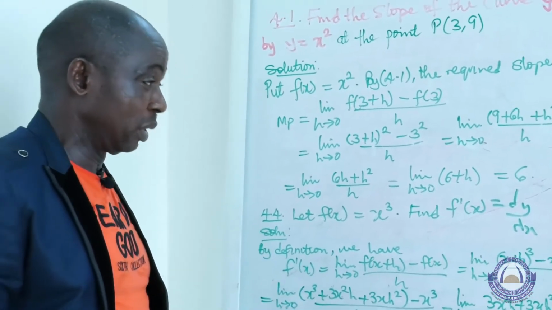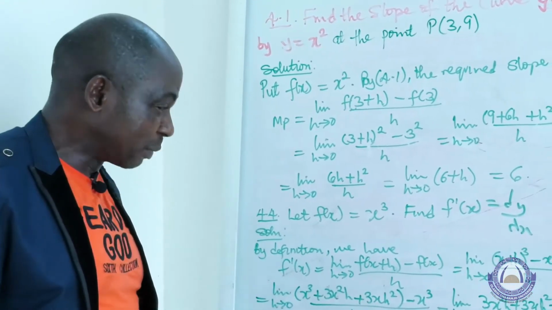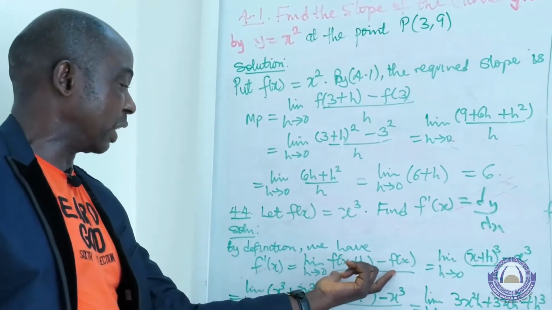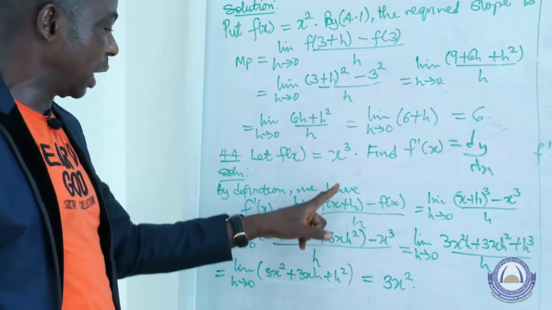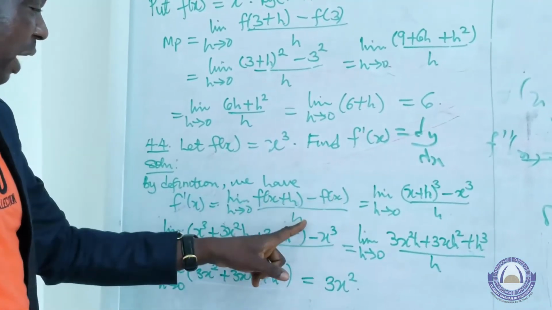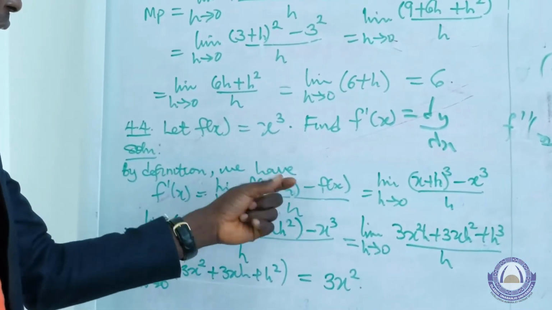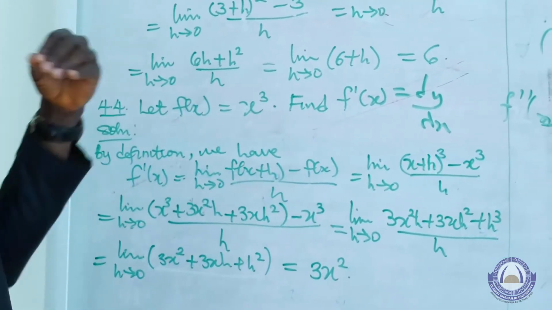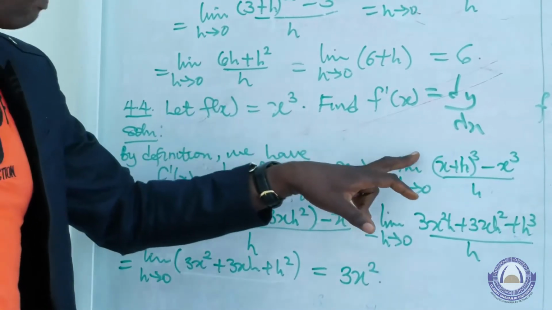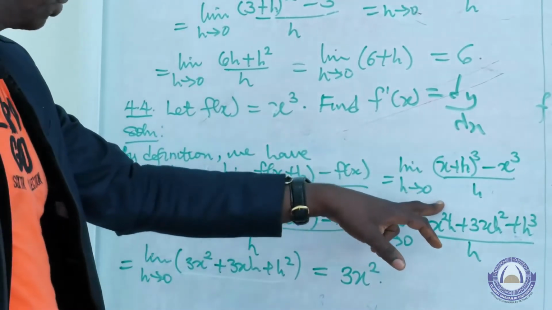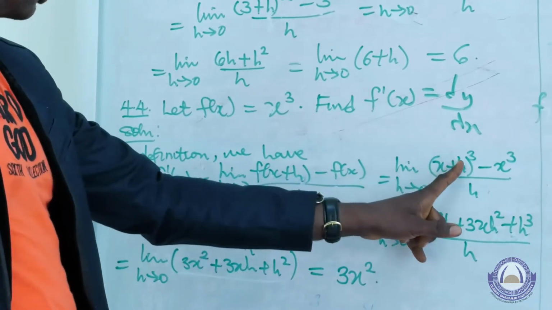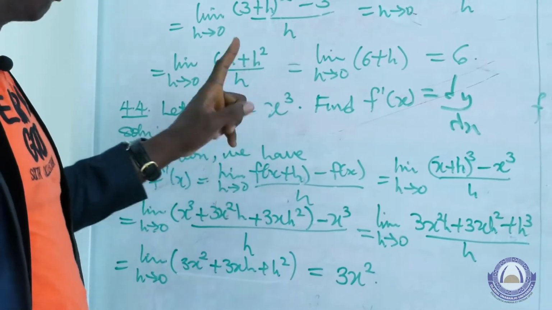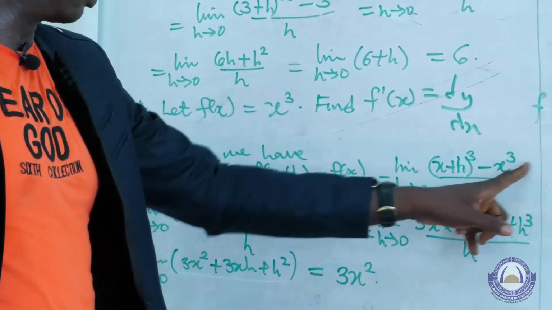Now, by definition, differentiation of a function is an increment in a given function. So by definition, f prime of x, this is the definition of differentiation: the limit as h tends to 0 of f of (x plus h) minus f of x, over h. This is the definition: the new function minus the original function, the increment in that function, over h. Then we have the limit as h tends to 0 of (x plus h) raised to power 3, because the function is a polynomial function, minus x to the power 3, over h.